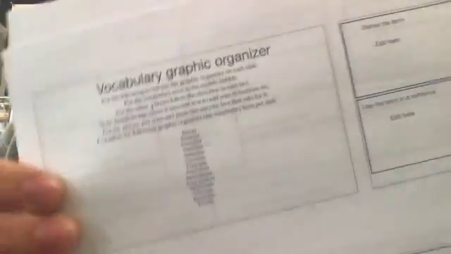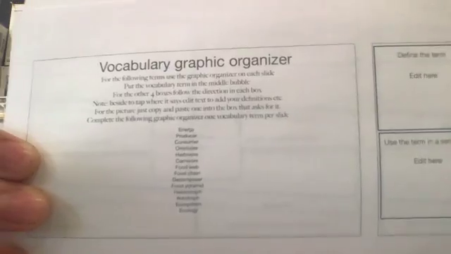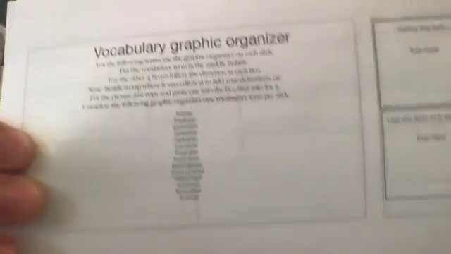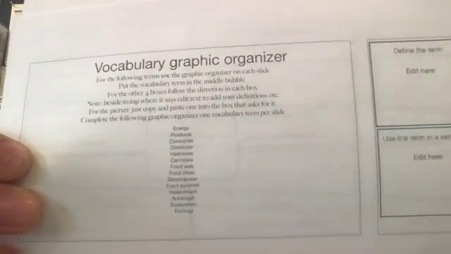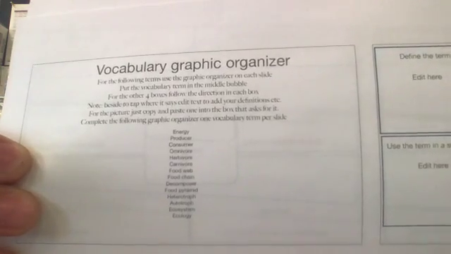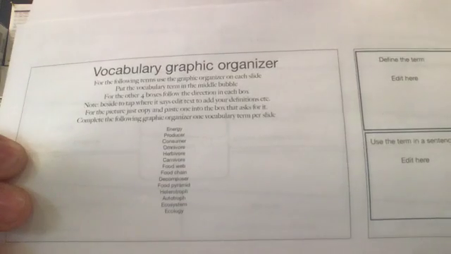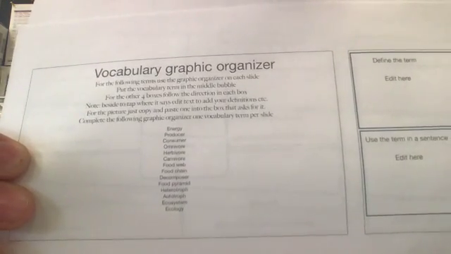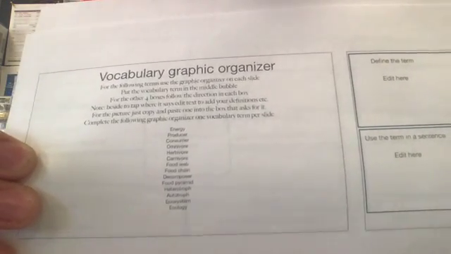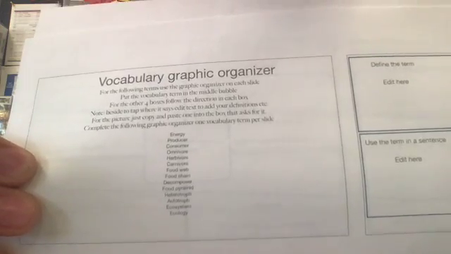So on paper, I have this lovely thing printed out for you. It's going to be a Keynote presentation. This is going to be the first slide of that Keynote, and it's going to explain what you need to do. It says: for the following terms, use the graphic organizer on each slide. Put the vocabulary term in the middle bubble. For the other 4 boxes, follow the directions in each box.